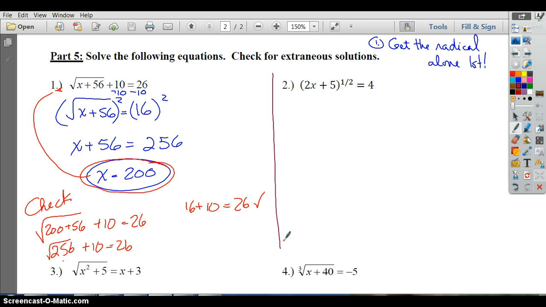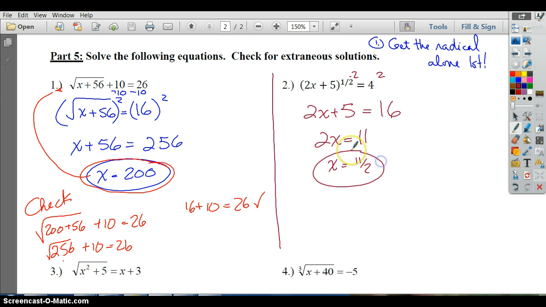Number 2. The square root is already by itself. So let's square both sides right to the get-go. So this is going to be 2x plus 5 equals 16. Subtract 5, I'm going to get 11, and then I'm going to divide by 2. So 11 halves is looking like my solution.